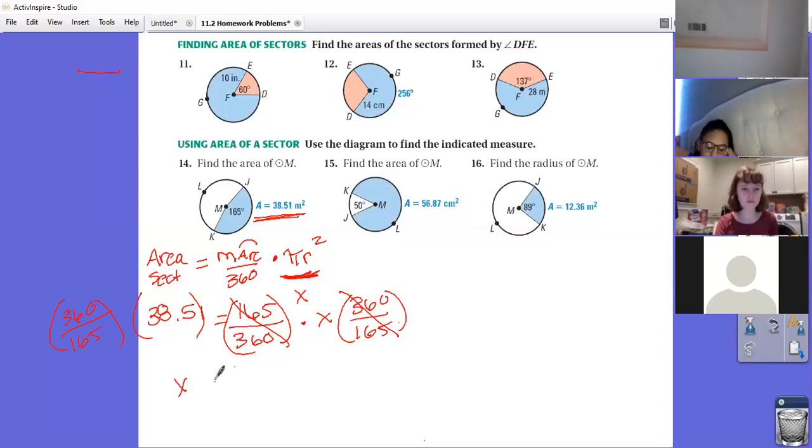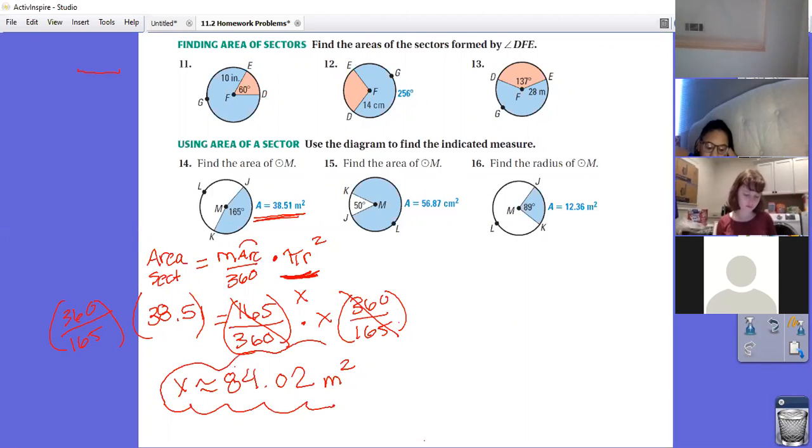So you get the area, which is our x, is approximately 84.02 meters squared. That was asking for the area.